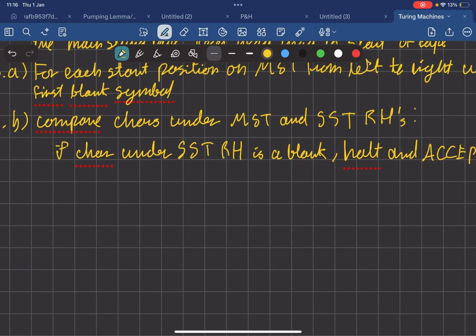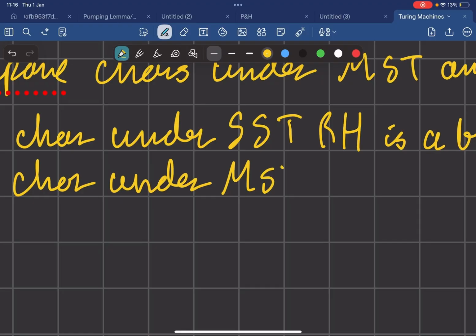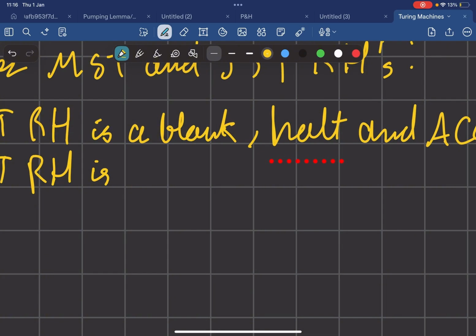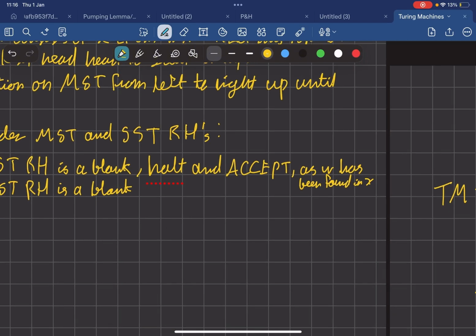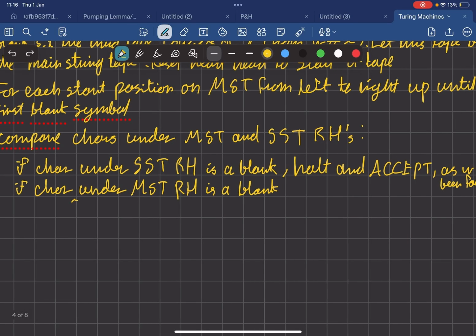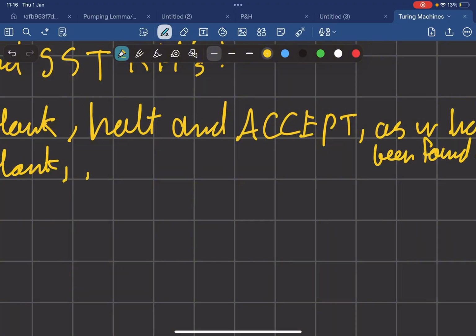Okay, so we checked whether the substring tape read head is a blank. Let's go over what happens if we find out that the character under the main string tape is a blank. So remember, if the main string tape reaches a blank character, that means we went through the entire string and did not find a match. Because had we found a match, we would have halted and accepted. So if we manage to reach a blank character on the main string, then there's no match, and so we want to halt and reject.